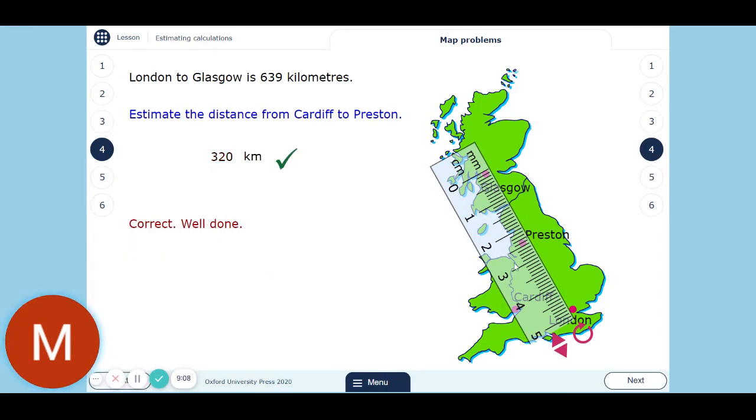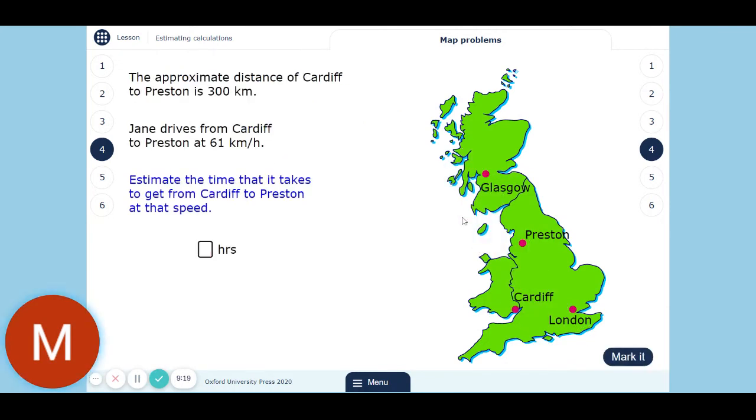So that was a bit of a struggle, but we got the idea. I just saw the wrong place. I did Cardiff to London instead of Cardiff to Preston. Okay. Right, approximate distance from Cardiff to Preston is 300 kilometers. We put 320, they accepted it.